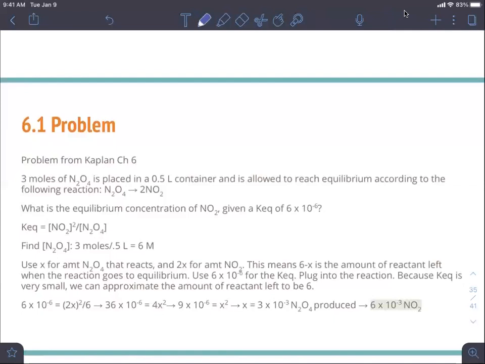And so all we have to do is plug that in. And then we get, for x, 3 times 10 to the negative 3. This should not be produced; this should be the amount that was reacted. And after that, we can just multiply that by 2 to get the amount of NO2, which is the product.